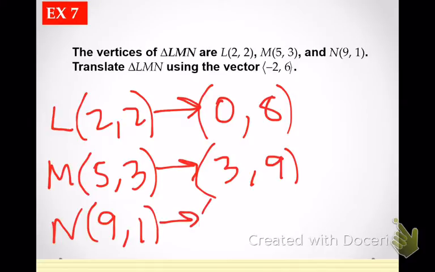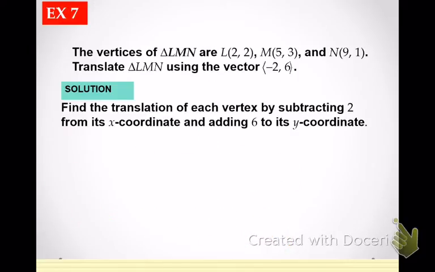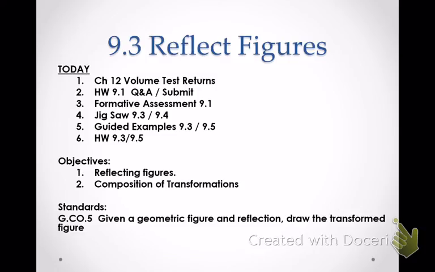Okay, we subtract 2, it becomes what? 7, and what's the y value become? 7. Yeah, 7, 1 plus 6 is 7. 7, 7. Questions? Everybody's got it. Okay. All right.